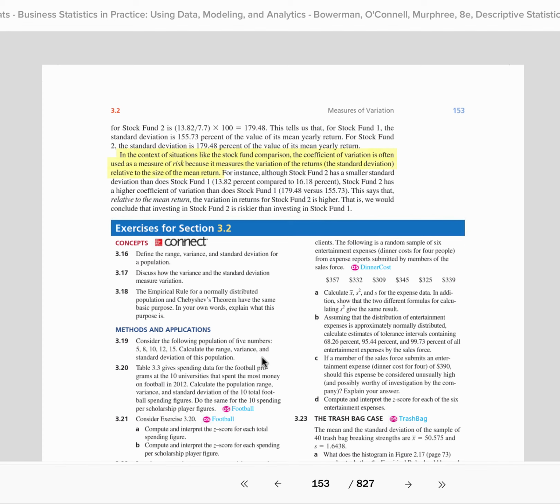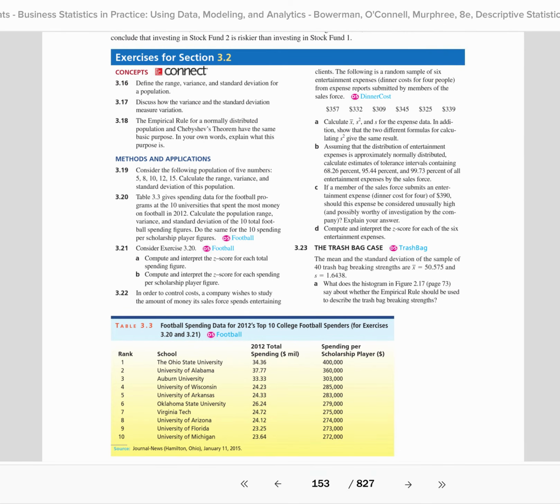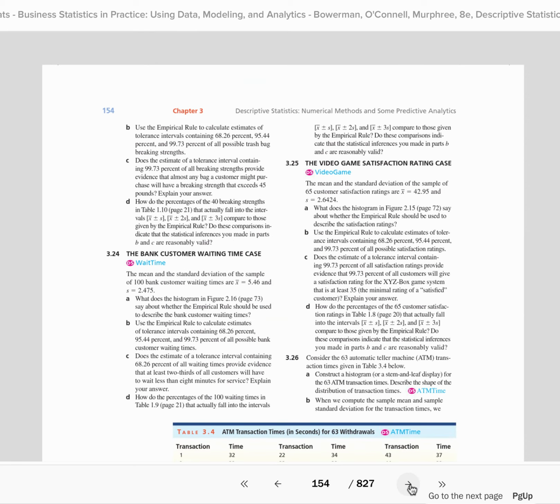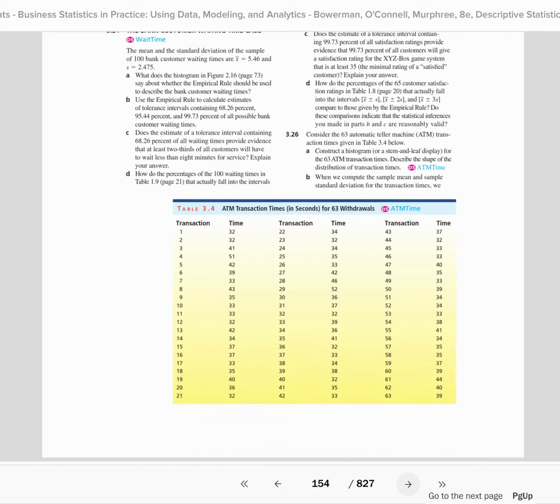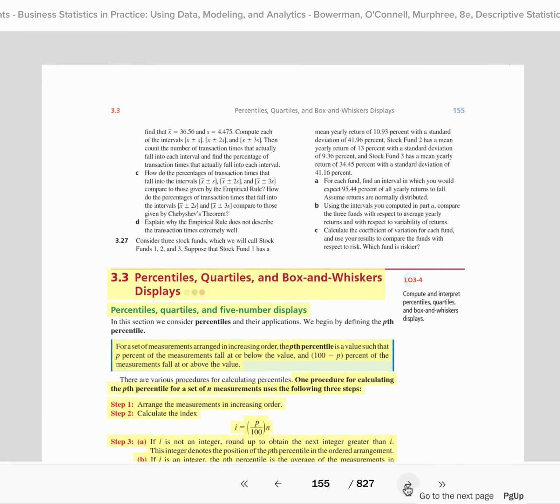Now, after reading this chapter, I would advise you to go ahead and solve the exercises in section 3.2, and also take the ATM transaction data that's available in Blackboard, walk your way through it, and try to find the standard deviation, the variance, and the coefficient of variation.